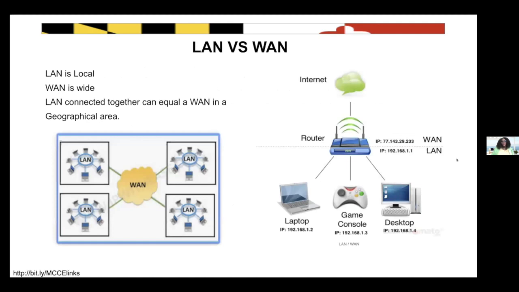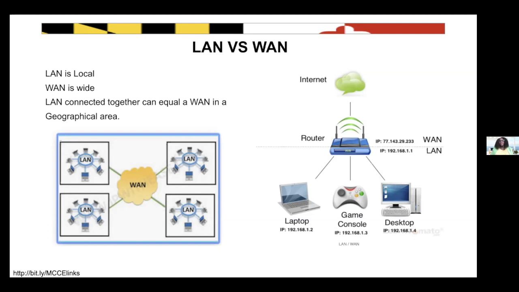Here is a diagram to show you LAN versus WAN. We know that the LAN is local and the WAN is wide. A WAN can be made of several LANs. For example, if you have a city like Annapolis, connecting to all these other cities, Frederick and Howard and Baltimore. Or you can have a government connection that is connecting to all the other state governments. So you have little nodes of LANs that are connecting there.